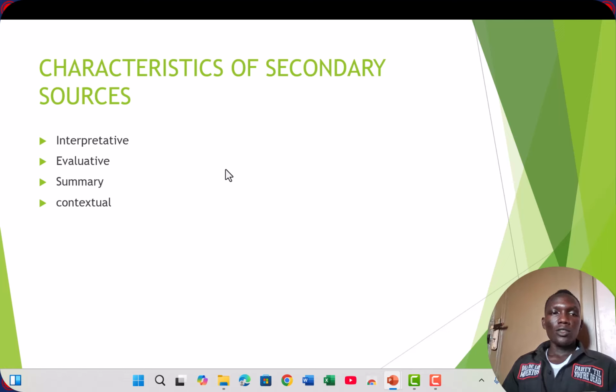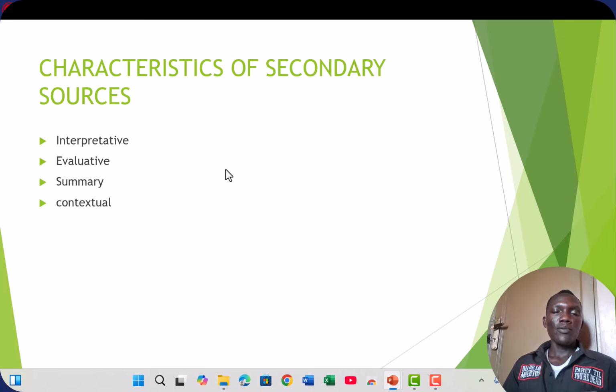And the next thing we shall look at is the characteristics of secondary sources. So the first characteristic is interpretative. Secondary sources are interpretative in nature, reason being, they interpret what has already taken place in primary sources. They analyze, take a deep look at it, and then bring the exact meaning of what has taken place.